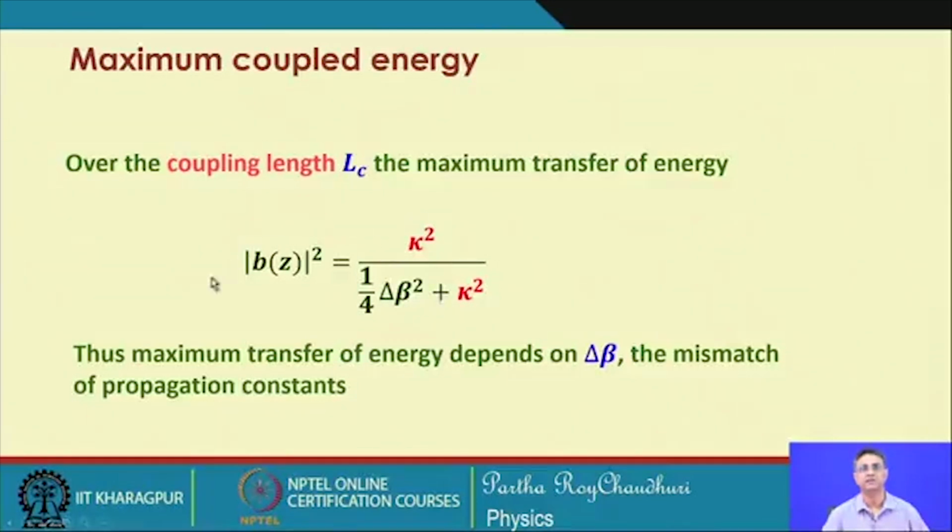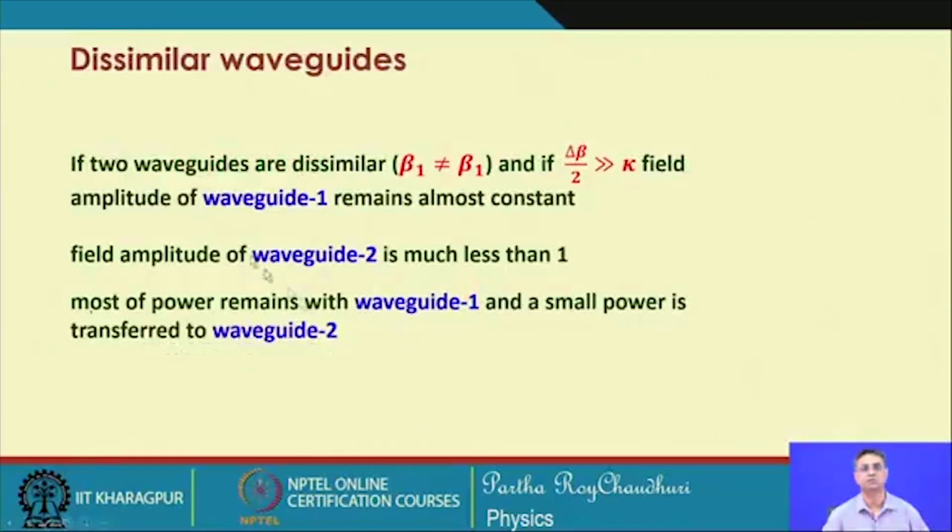So, that is the maximum transfer of energy, which will take place, and Az square at that moment will become equal to 0, and Bz square will become equal to 1. Thus, the maximum transfer of energy depends on delta beta. If there is a mismatch delta beta between the two waveguides, then power transfer is not maximum. It is not 100%. The field amplitude of waveguide 2 is much less than 1.